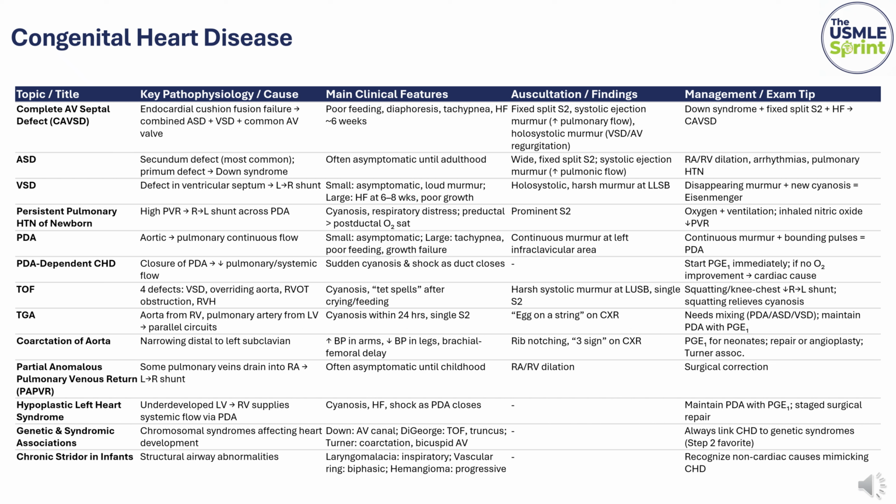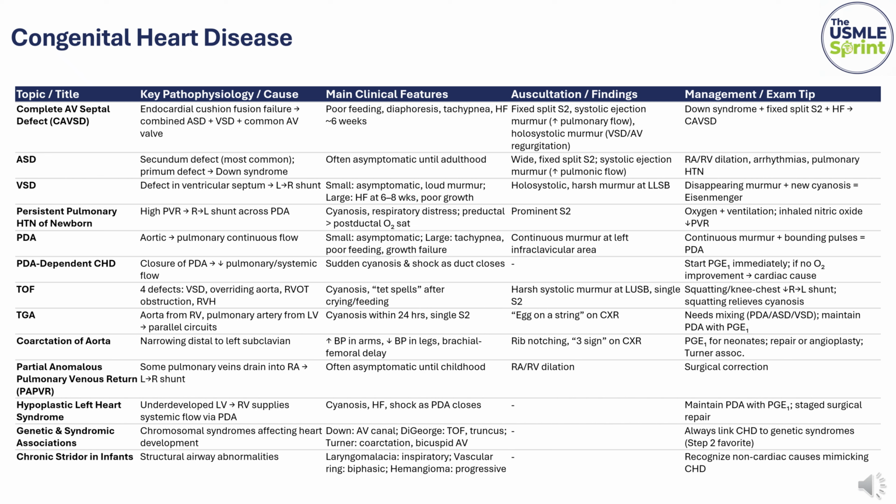Newborns with severe narrowing can go into heart failure or shock after the ductus closes. Older children and adults might present with hypertension in the upper body, weak femoral pulses, or claudication in the legs. The classic finding is a brachial-femoral pulse delay and a blood pressure difference between the arms and legs. On chest X-ray, you might see rib notching from collateral vessels and a 3 sign along the aortic contour.